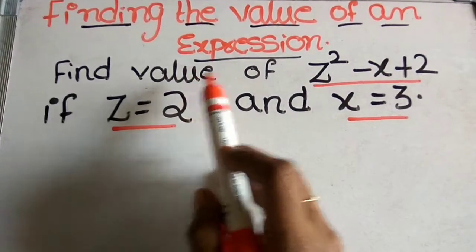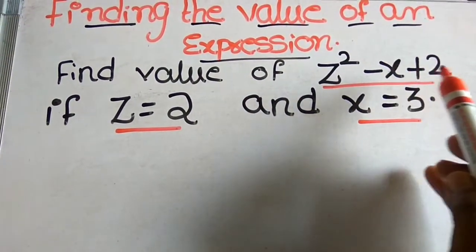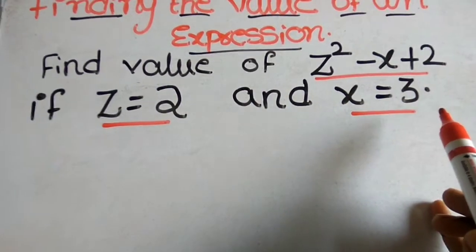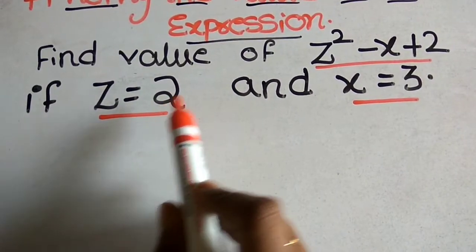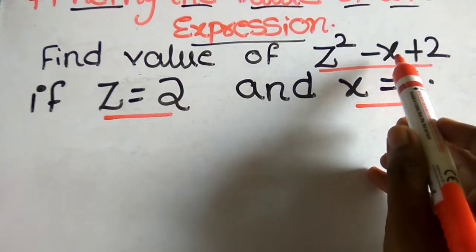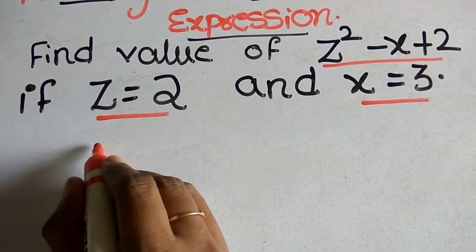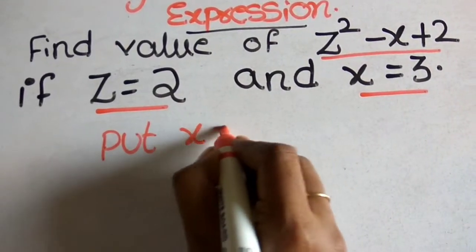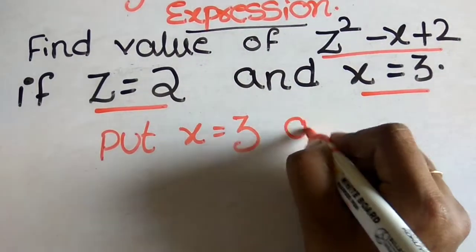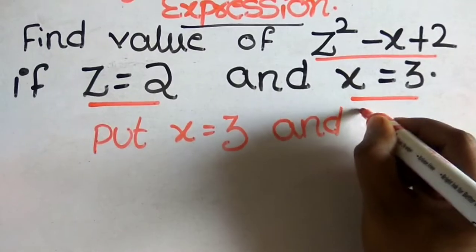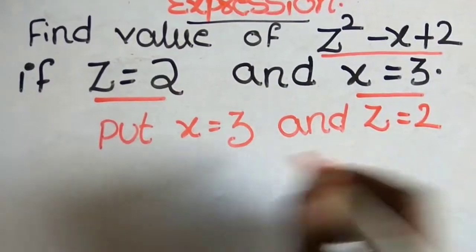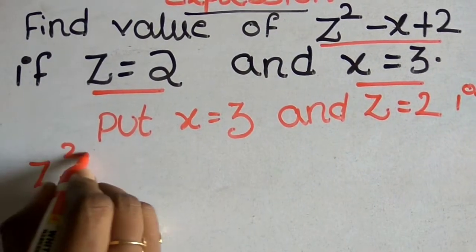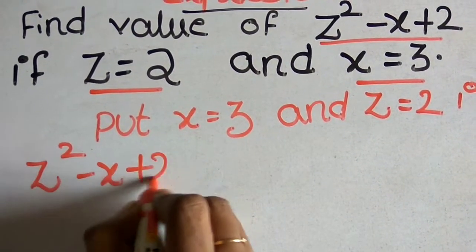Here, find the value of the expression z square minus x plus 2. And here we have the value z as 2 and x as 3. What we have to do now? We have to substitute the z value in the expression and the x value also in the expression. So start substituting z and x values in the expression. x they gave as 3 and z as 2. Take z equals 2. And now take the expression. What is the expression? Yes, z square minus x plus 2.